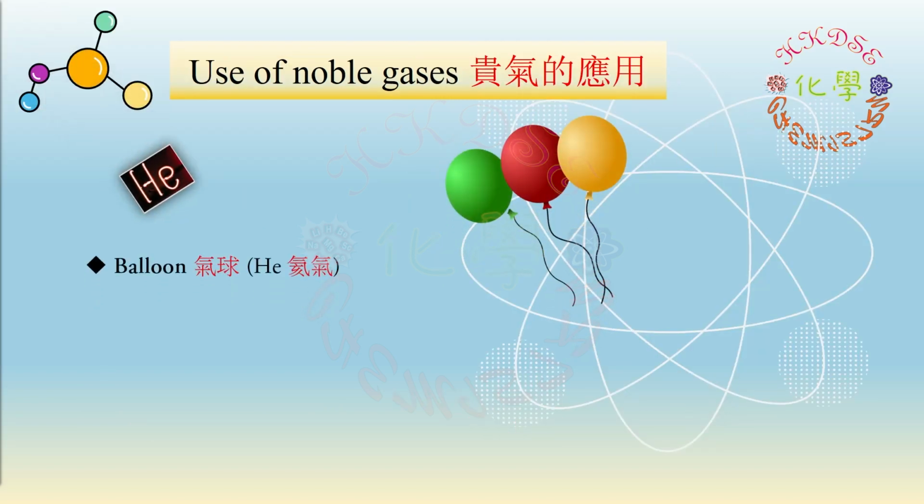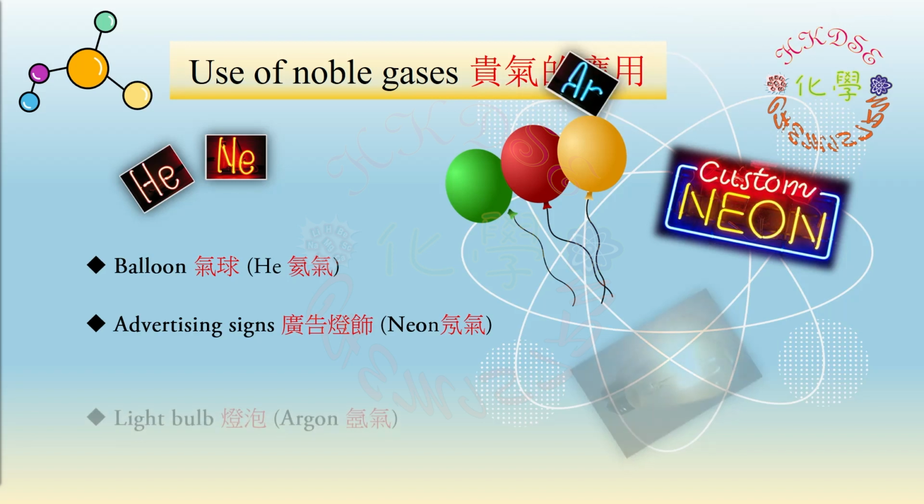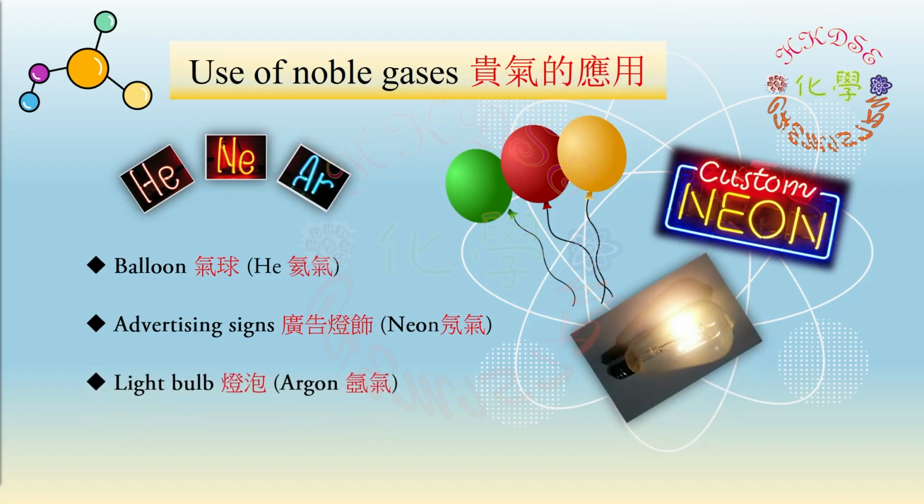Helium is very light and does not burn. It is used to fill balloons and airships. Neon is used in advertising signs. Argon does not react with metals. It is thus used to fill electric light bulbs.